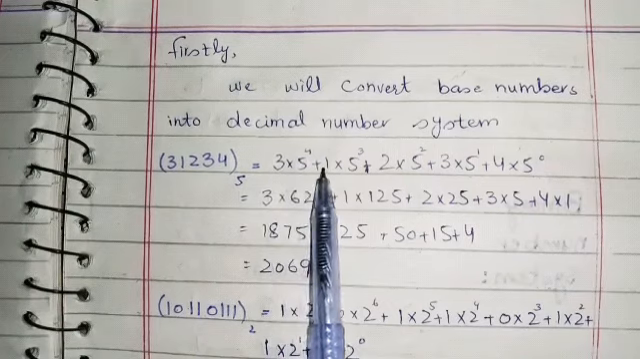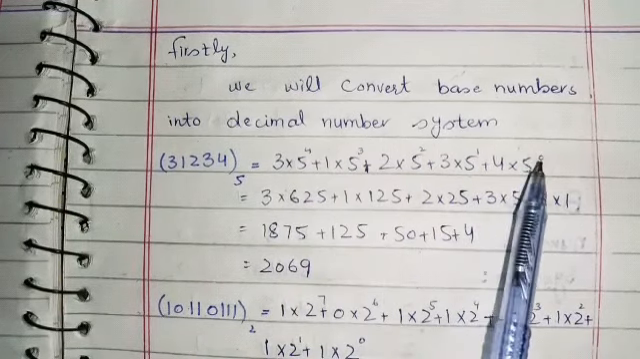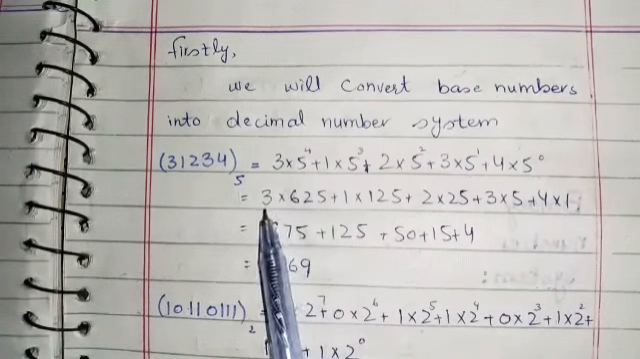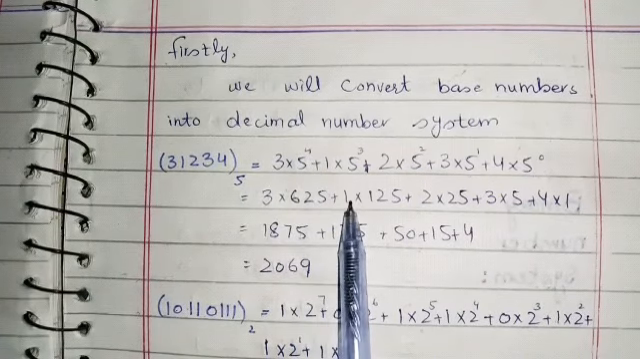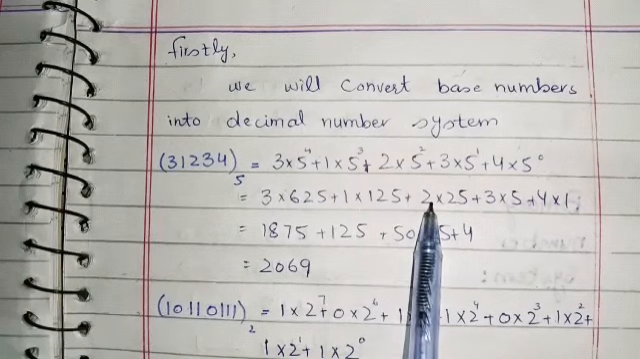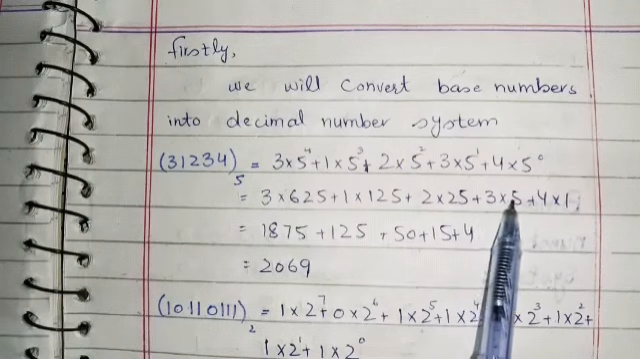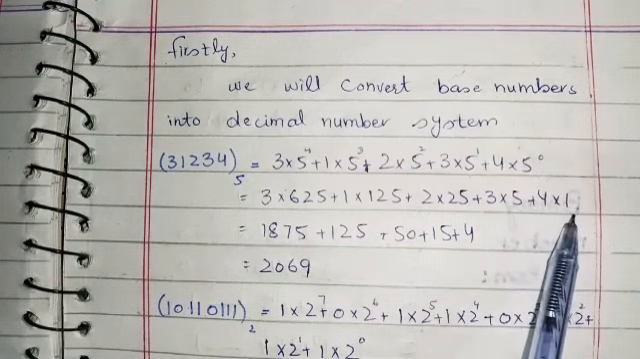3 into 5 plus 1 into 5 plus 2 into 5 plus 3 into 5 plus 4 into 5. We give exponent 0, 1, 2, 3, 4. 3 will write as it is into 5 raised to power 4 means 625 plus 1 will write as it is into 5 cube means 125 plus 2 will write as it is into 5 square means 25 plus 3 will write as it is into 5 raised to power 1 means 5 plus 4 will write as it is into 1 because 5 raised to power 0 is equal to 1.